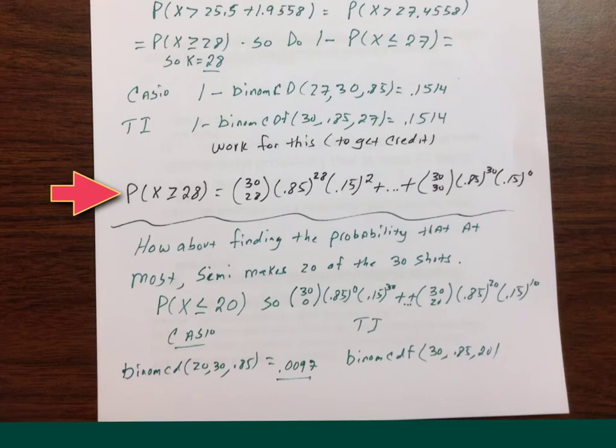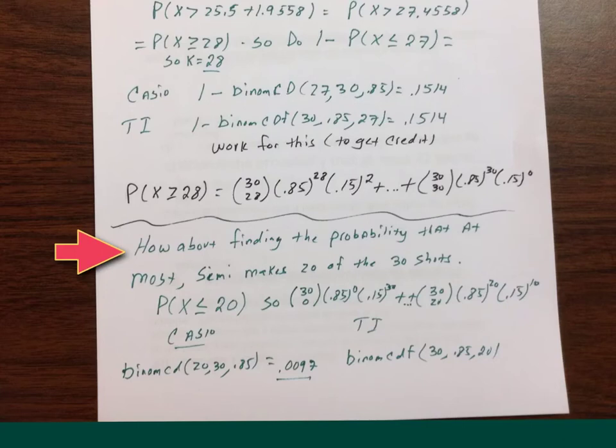So we'll say out of 30, we expect him to make 28 times 0.85 raised to the 28th times 0.15 raised to the second, plus ... The last one would be 30 out of 30 times 0.85 raised to the 30th times 0.15 raised to the 0. Again, to receive credit, you must show this work.